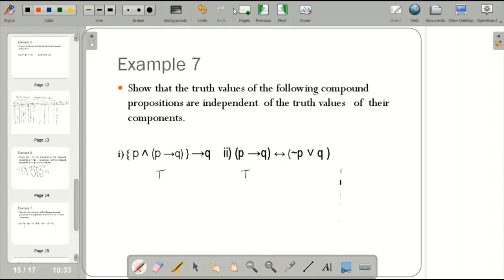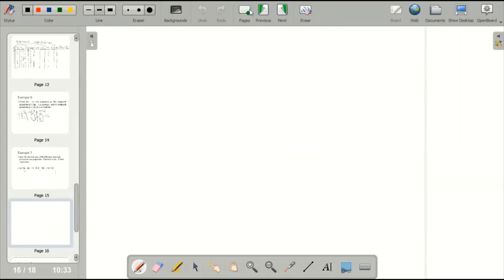So let us solve it in a new page. The first one we'll solve, okay? P and P. So let us solve the first one. P and P conditional Q. Okay, I'll just put a bracket over here. P and P, so this is a flower bracket. P and P conditional.